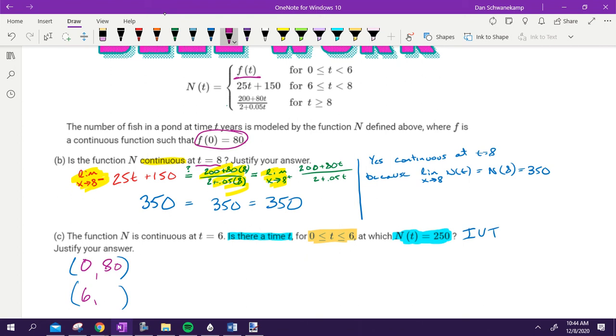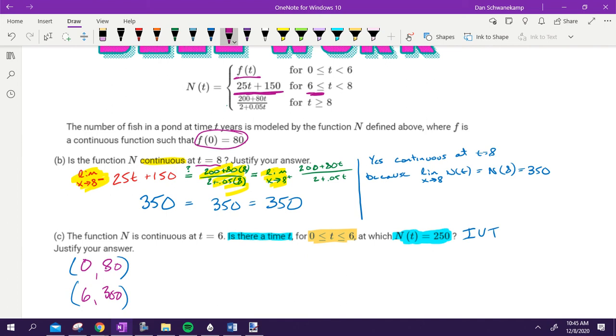What do I get, which equation am I plugging 6 into? The middle one, because 6 is equal to t, so I'm plugging into that one. If I plug in 6, 25 times 6 is 150 plus 150, I get 300. Based off of that, am I ever going to hit 250? Yeah, I hit 0, I hit 300, I'm going to hit 250. That's guaranteed. We need to state that.